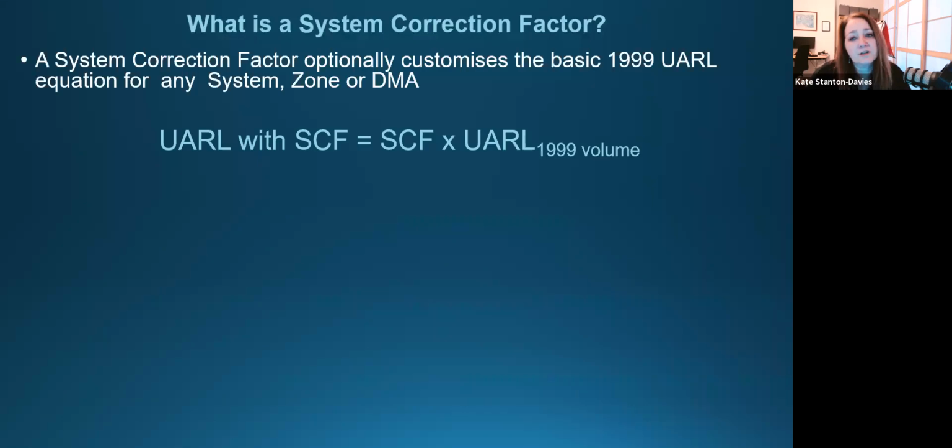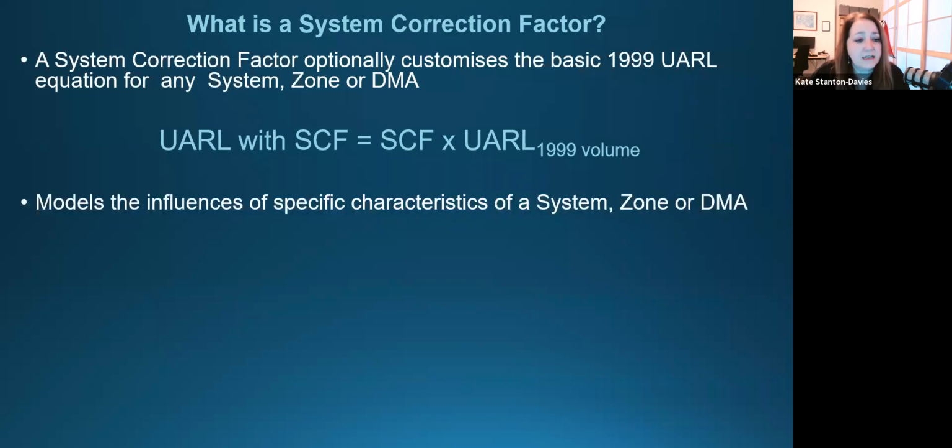So a system correction factor is a way by which you can optionally customize the original 1999 UARL equation for any system or zone or DMA. And the formula for it is simple. A UARL with system correction factor volume is the value of the system correction factor, which you get from the SCF software, multiplied by the UARL volume calculated using the 1999 equation.